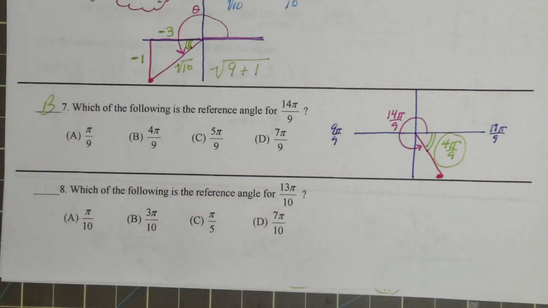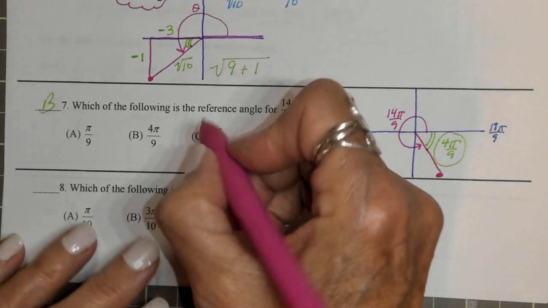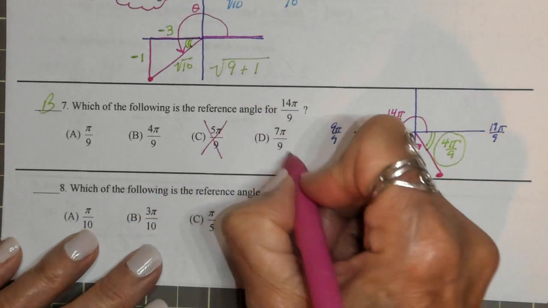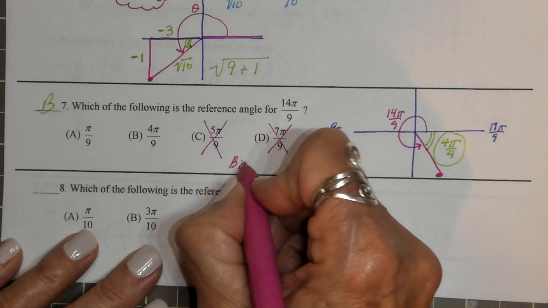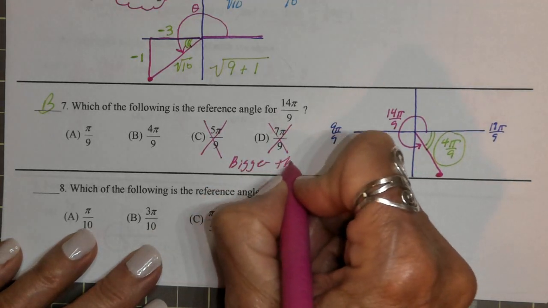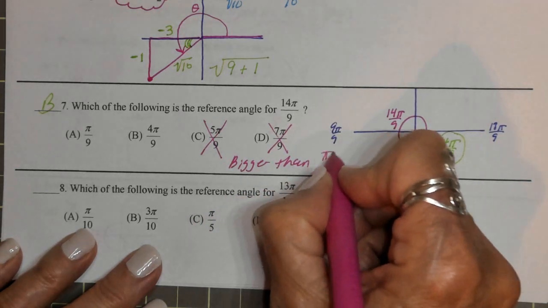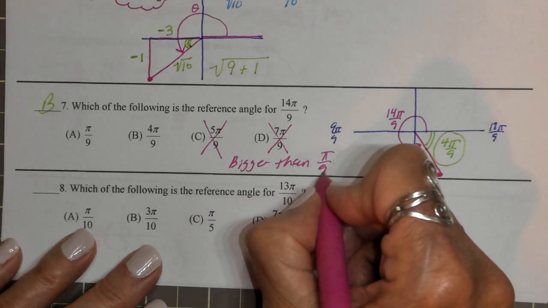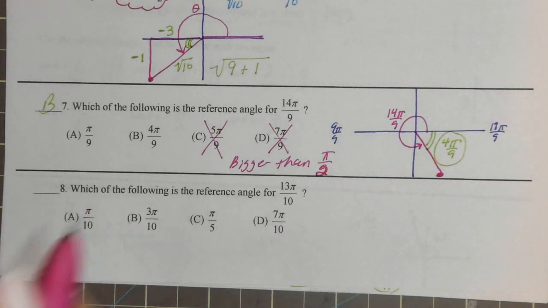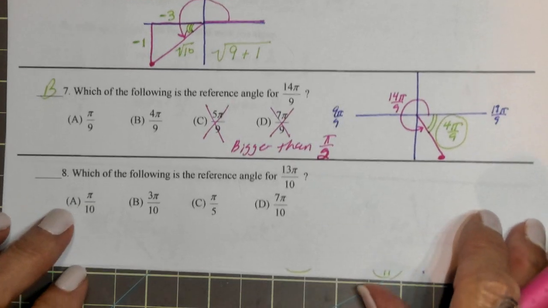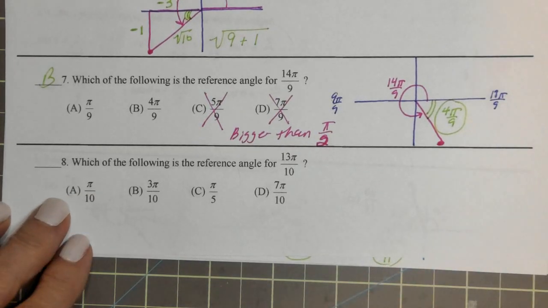Okay? By the way, I knew that it could not be 5 pi over 9 or 7 pi over 9 because both of those are bigger than 90 degrees, pi over 2. Those are both bigger than pi over 2. A reference angle will never be bigger than pi over 2. Never. Let's take a look at number 8, the last one here.